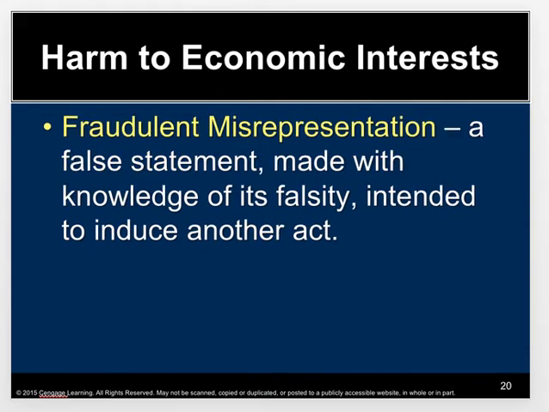This one's actually very, very common in business. It's called fraudulent misrepresentation. And that's a false statement made with knowledge of its falsity. That's the key word, intended to induce another to act. So, in other words, I lie to you. Let me give you an example.